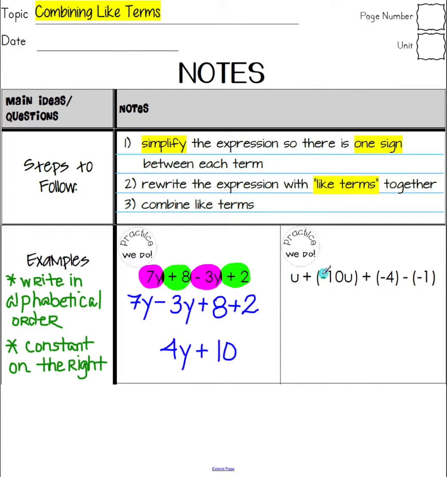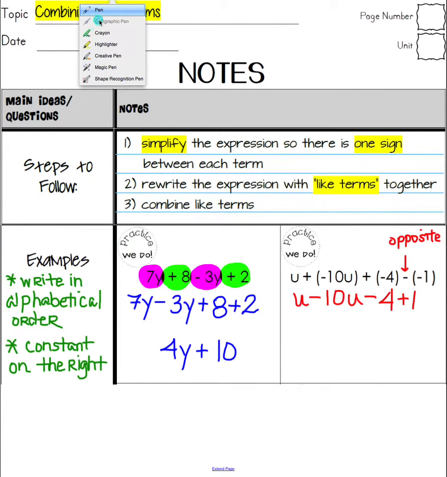If we have u plus negative 10u plus negative 4 minus negative 1. So our first step says to simplify the expression so there is one sign between each term. So we can see that we have u plus negative 10u, and as we worked with integers, that is the same thing as u minus 10u, plus a negative 4 is the same as minus 4. And minus a negative 1, recall that when we have this minus here, we can read that as the opposite of. So the opposite of negative 1 is a positive 1.